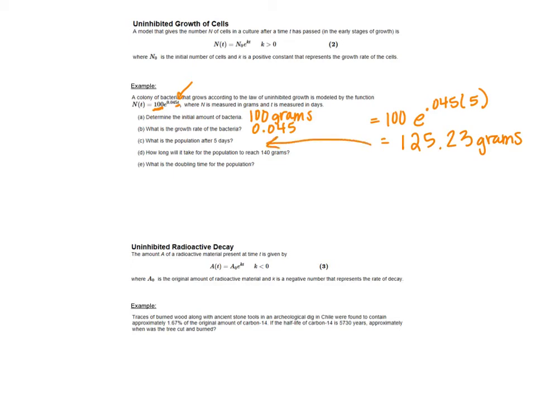Then they want to know how long it will take to reach 140. This time they want to find what the t is, and they're giving me what it's equal to. So I'm going to say 140 equals 100e^(0.045t). This is going to be just like how we solved our problem in the last examples. There's no number to subtract over, so the first thing I'm going to do is divide by my 100.